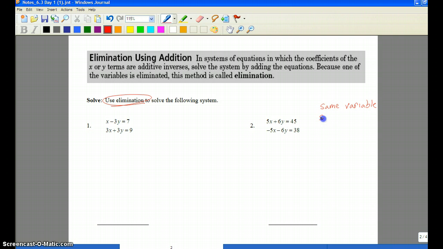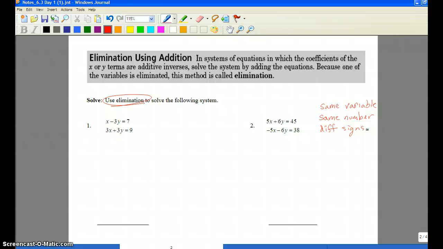Those same variables need to have the same number out in front, but they need to have different signs in front of them. If you have those 3 things, it's set up and ready to add the 2 equations, which will allow you to eliminate one of the variables. Because a positive and a negative, those are 2 opposite numbers, they add together and make 0. So if you have 0x or 0y, that's going to eliminate the variable.